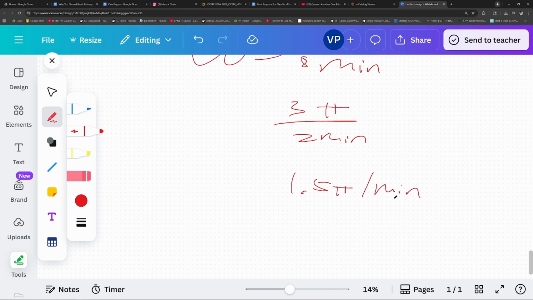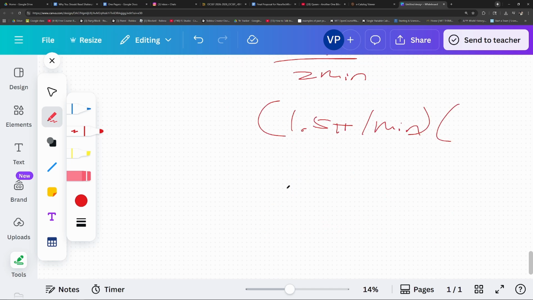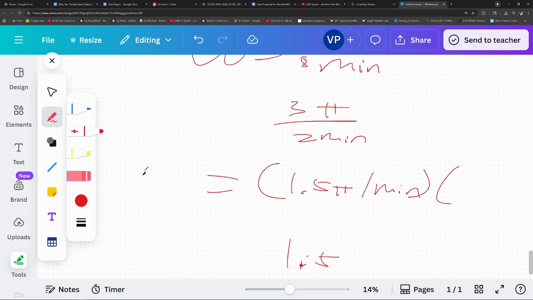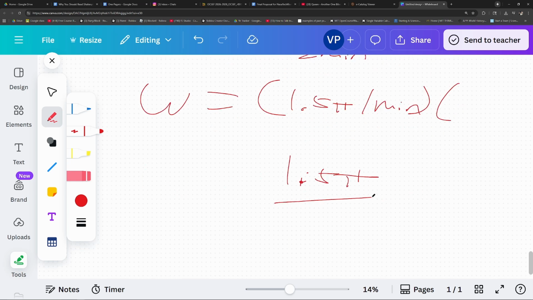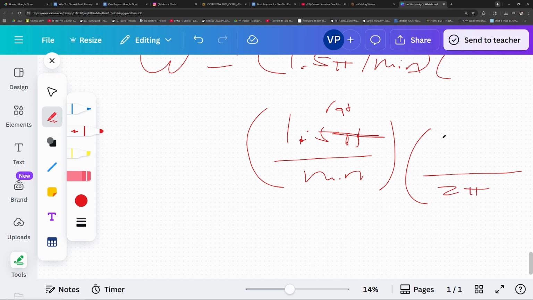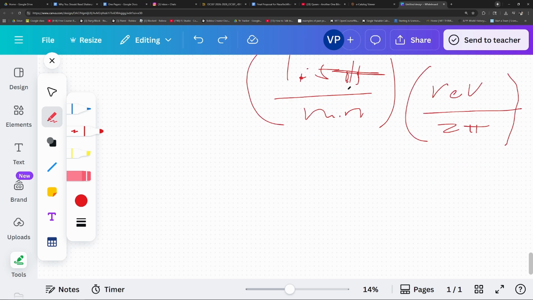Now we need to convert this from radians back into revolutions. This is equal to omega, 1.5 pi radians per minute. We want to get rid of radians, so we multiply by 1 revolution over 2 pi radians, because 1 revolution is 360 degrees, which is 2 pi. Then 1.5 divided by 2, the pi's cancel out, and that equals 0.75 revolutions per minute, RPM. Okay, tell me what you think.